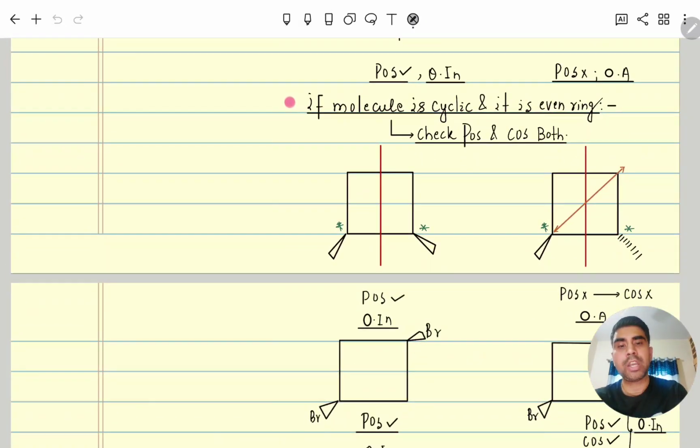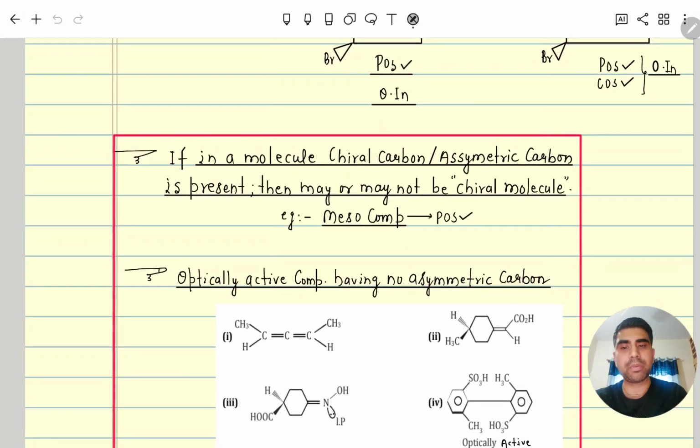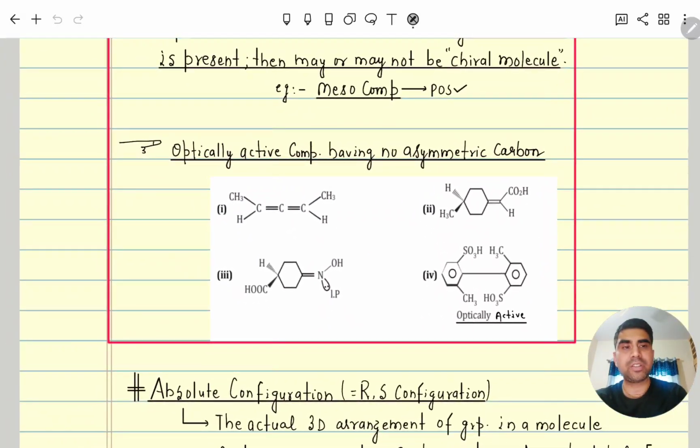Next, another one: if a molecule does not have a chiral center, it does not mean it will not be optically active. Like here we can see that all of these do not have a chiral center, they are not sp3, and we know that cumulene or allene has conjugated double bonds. So here this double bond and this double bond are perpendicular to each other, so it has neither a plane of symmetry nor a center of symmetry.